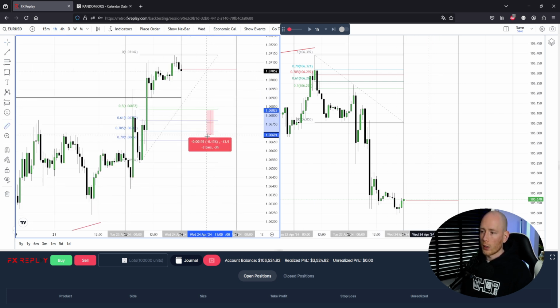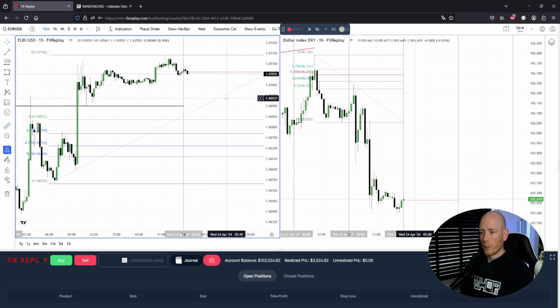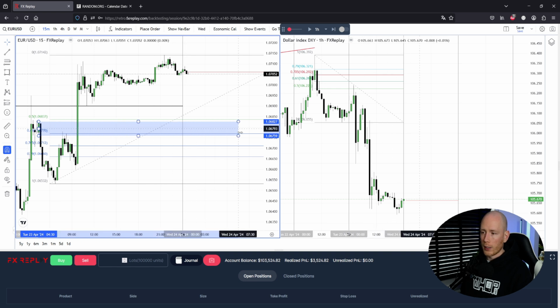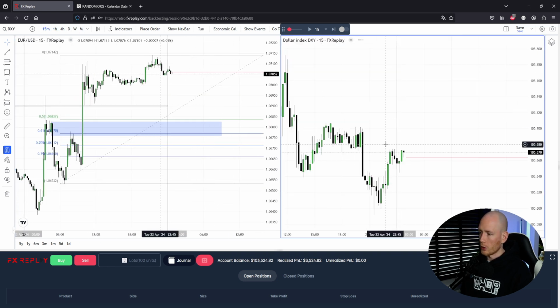So let's say I want to enter here. How big is my stop? I can do it a little bit lower. Let me go to the 15. I see a nice little mitigation block as well. So if I go to this one over here, I want to be a buyer around this area. Go to the 15 on DXY.